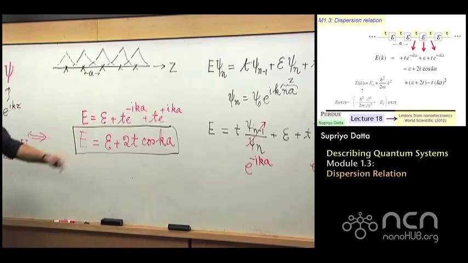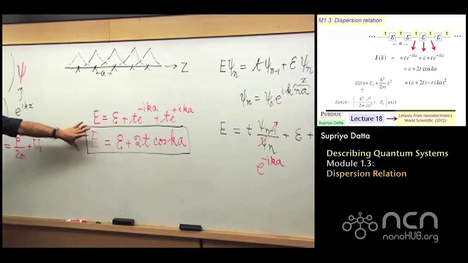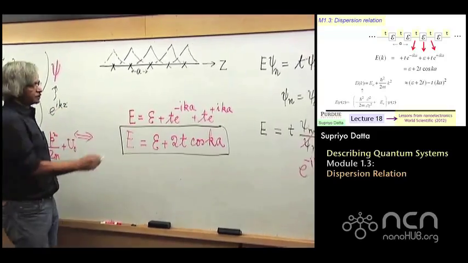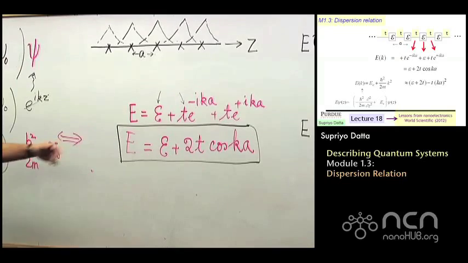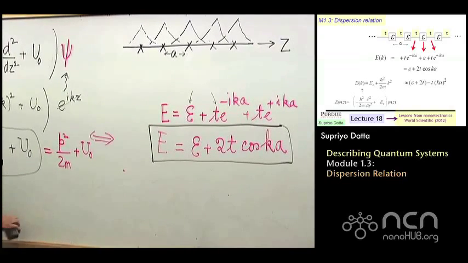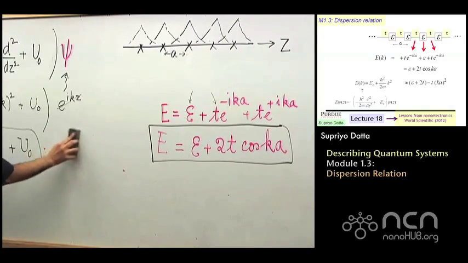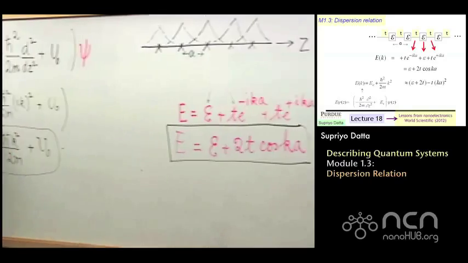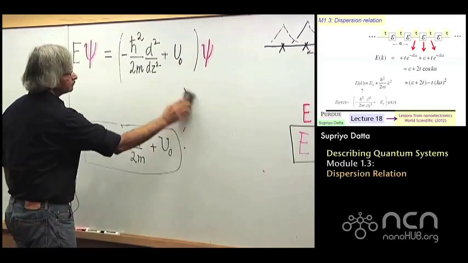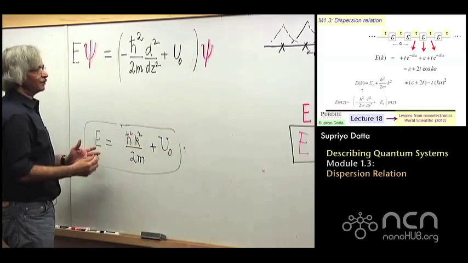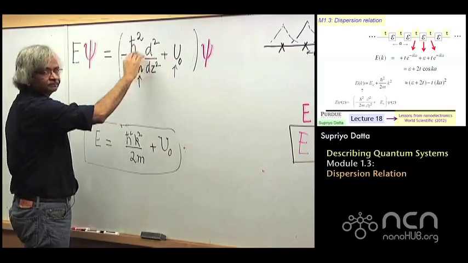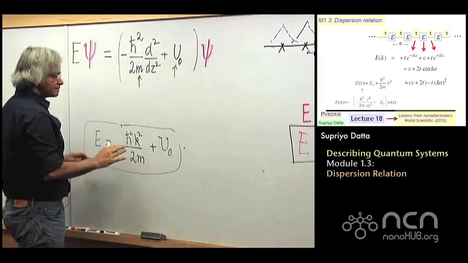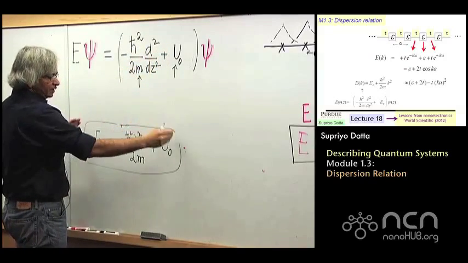And this would be the EK relationship for a particular choice of parameters, epsilon and t. And this is what we would want to compare with what we had obtained for the differential equation. So in the differential equation, you had these two constants, an m and a U0. And we obtained this relation.